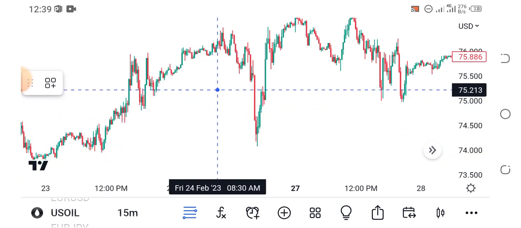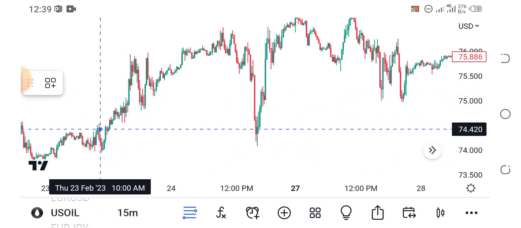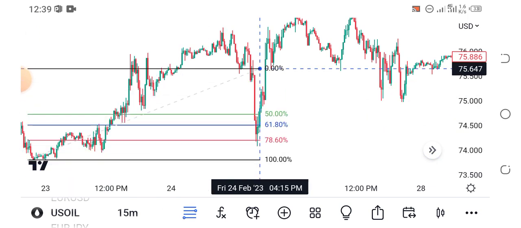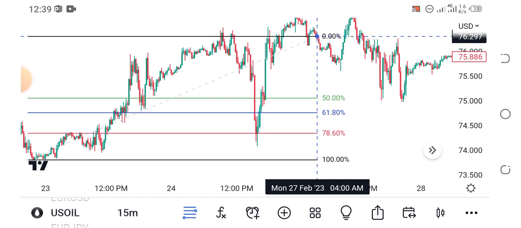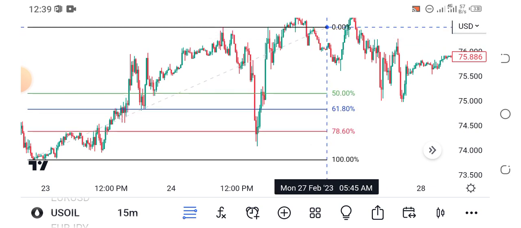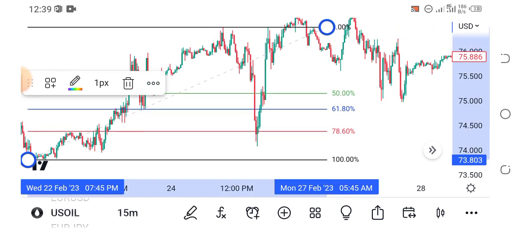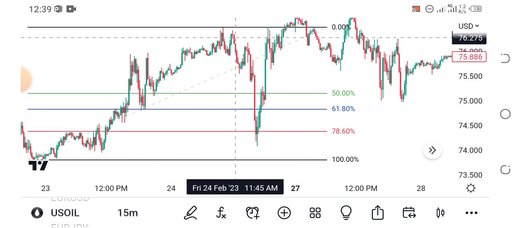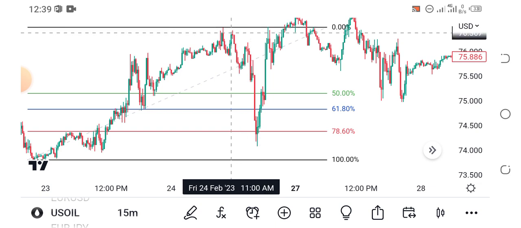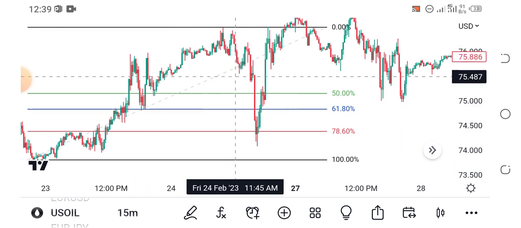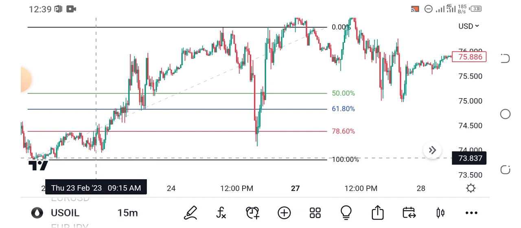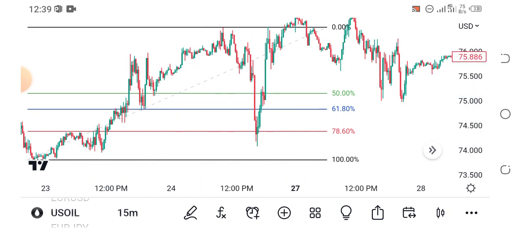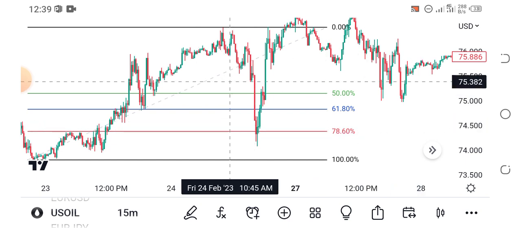If it is a bullish trend, you draw your Fibonacci starting from your major swing low to your major swing high. In our previous markings, this was our major swing low, and this was our major swing high, right? So if it is a bullish trend, you draw your Fibonacci starting from the major swing low to the major swing high, right?